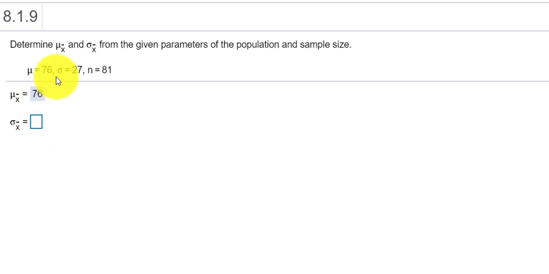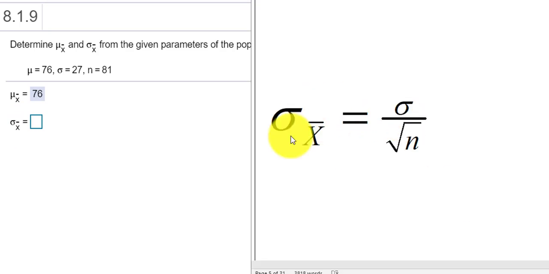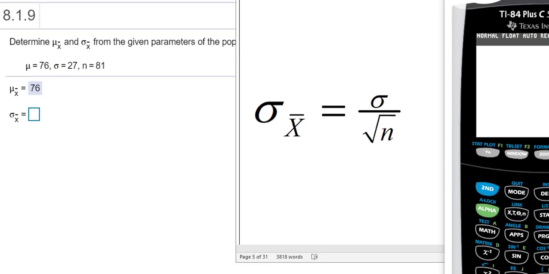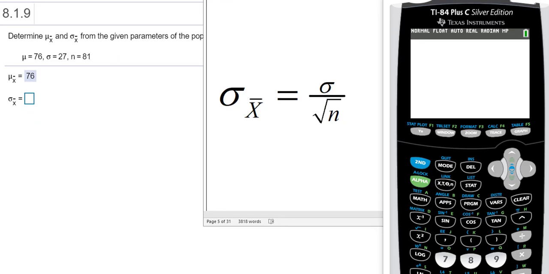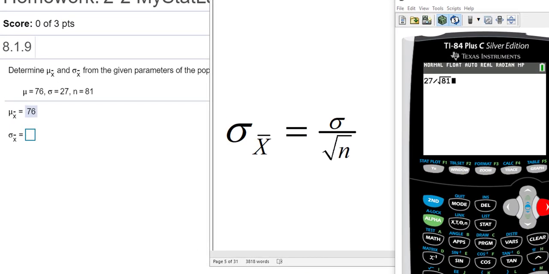And now for sigma X bar, you could think of this as the standard error. We have to do a calculation, and the calculation is going to look something like this. We take our sigma and divide it by the square root of n. So I'll type this in my trusty calculator, and I get 3. So I'll enter 3.